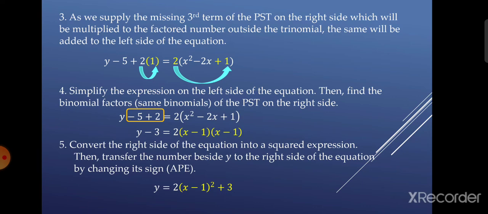Nasabtan na ang process. So we have 5 steps to follow. Okay. To explain further, we have examples number 1, 2, 3, and 4. Daghan na ni para masabtan jud. Example 1. The given is y is equal to 2x squared minus 12x plus 19. So step number 1.